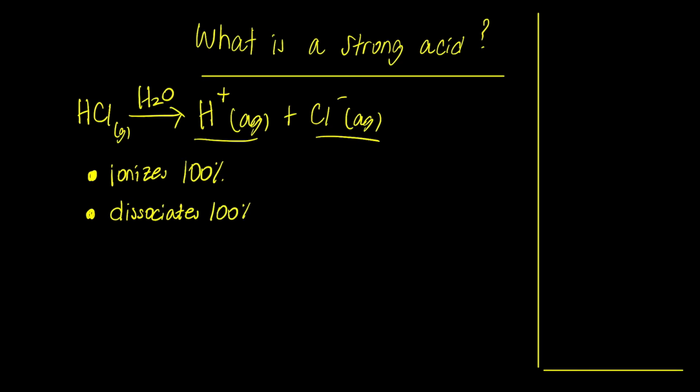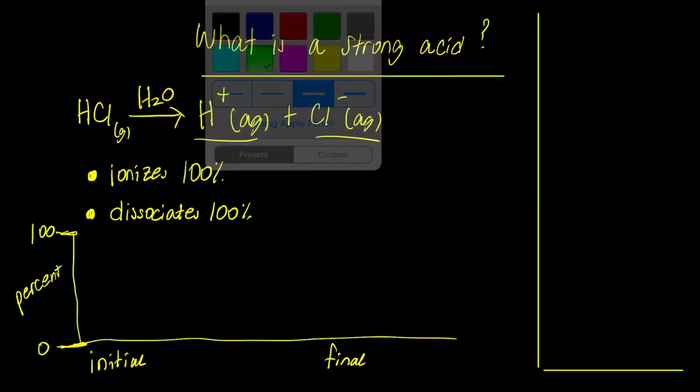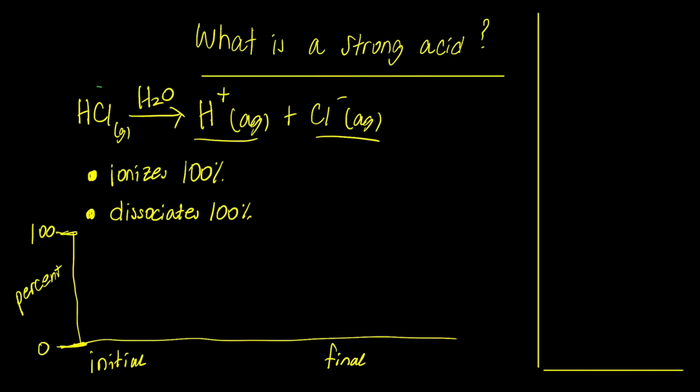Now, we can graph out what is happening in this chemical reaction. So we have a graph on the left of 0 to 100%. And we have an initial situation and a final situation. So initially we have hydrogen chloride gas that's 100% present. That's what we're starting off with, 100% hydrogen chloride.